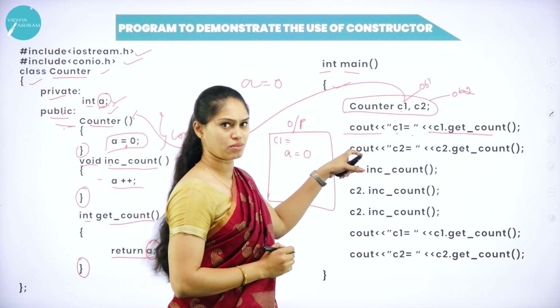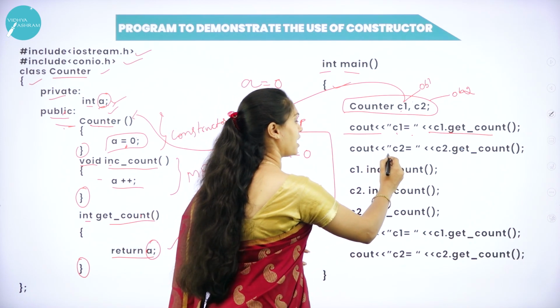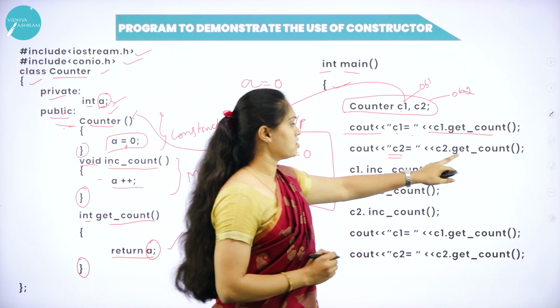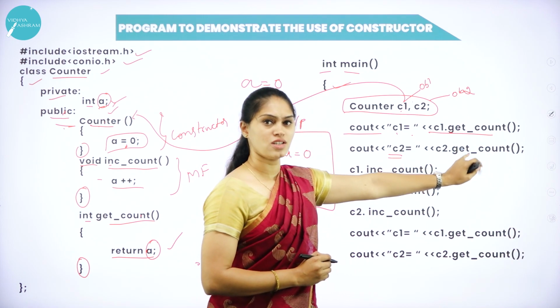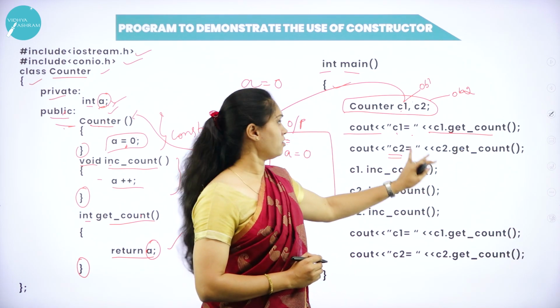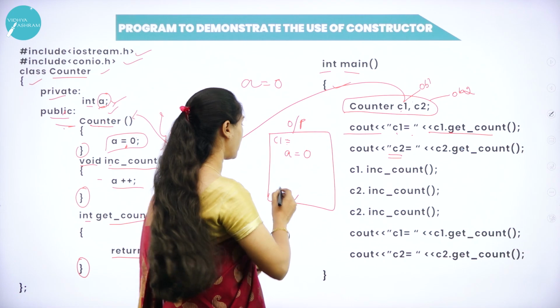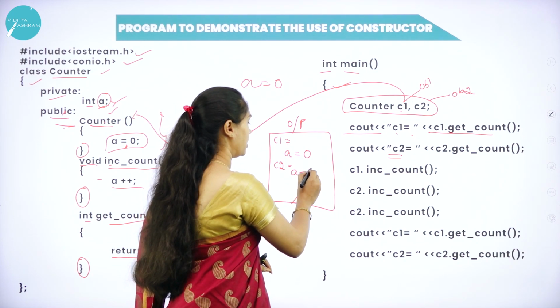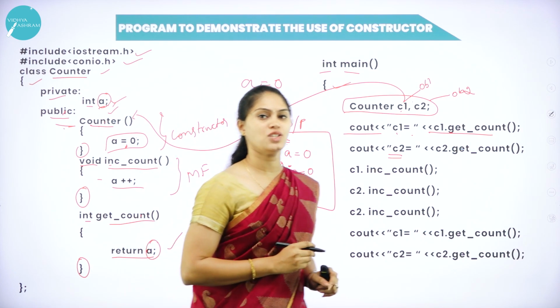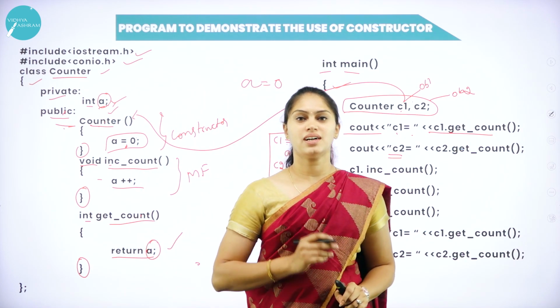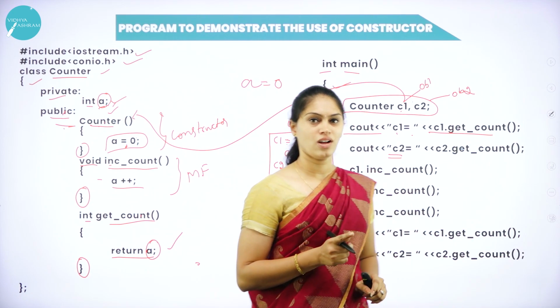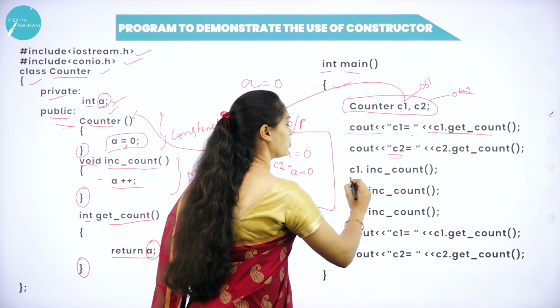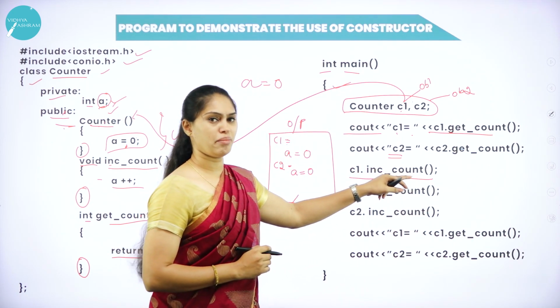After that I have one more cout statement, that is C2 is equal to C2 dot get count. So I am calling this get count function for object 2. That is C2 is equal to A is equal to 0. What is the initial value of A for both objects? That is 0. After that I am going to call one more function, that is increment count.